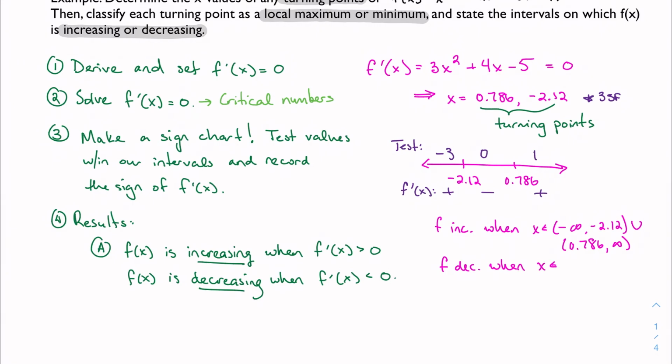on the rest of that interval, so negative 2.12 to 0.786. You may be wondering, why are these open intervals? Well, that's because if I were to include my turning points, I can't, right? The turning points are points where f prime is neither increasing nor decreasing. It's 0. So these are always open intervals. Okay, so there's another part of my question answered.